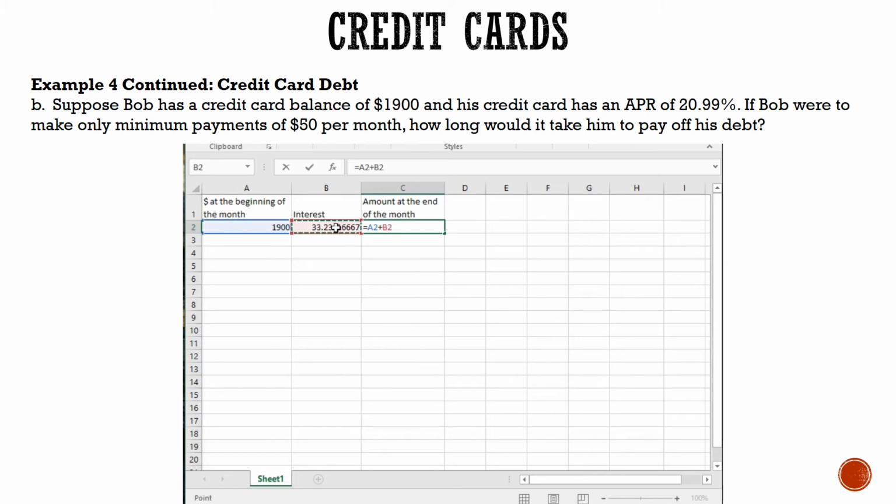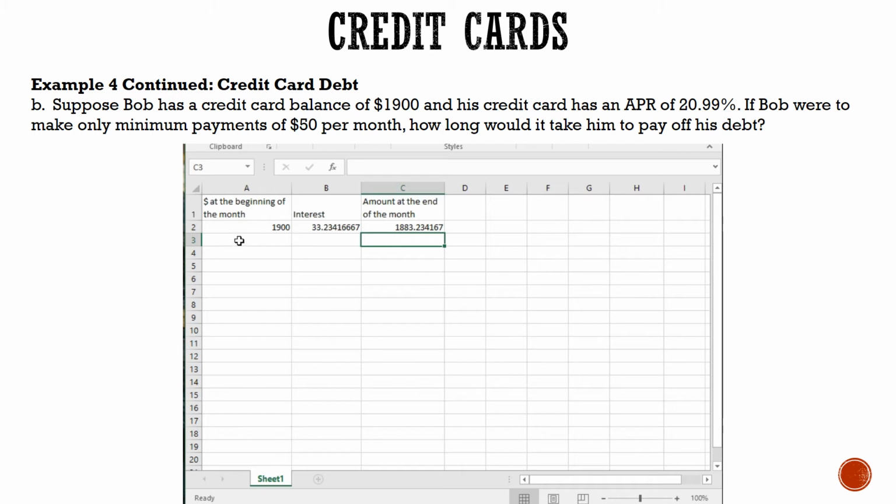And then we're going to make our payment after that. So that's minus $50 for the payment. Enter. Okay, so that's how much he's going to have at the end of the month. And that's also going to transfer over to becoming what we have at the beginning of the month.